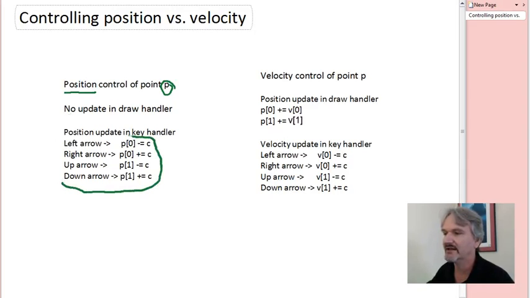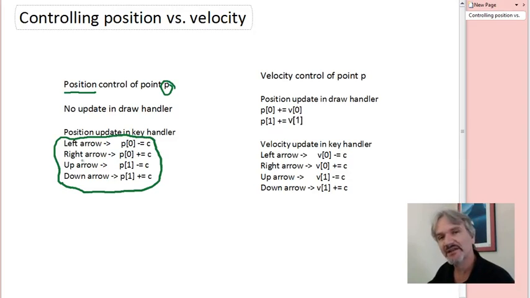In the key handler, if you recall, we updated this position P. It was a global variable. If we hit the left arrow, we took the horizontal component and we decreased it. That's what this equation says here. If we hit the right arrow, we took the horizontal component and we increased it. And the same thing for up and down. That's why if we wanted to move the ball a lot, we had to hit the keys a lot.